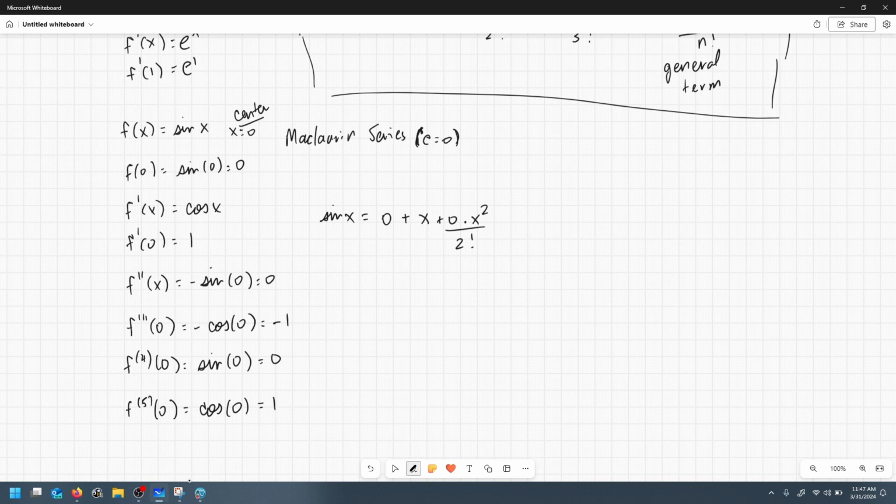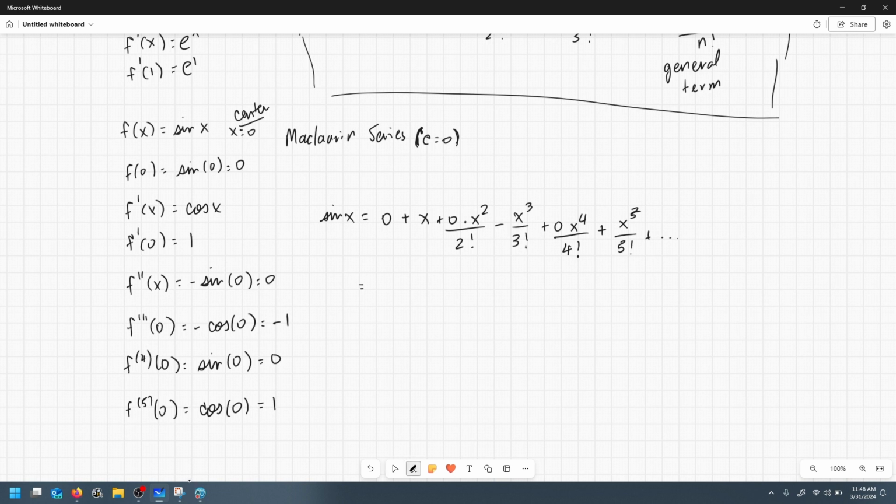If we do our third derivative, we get negative 1, so that's going to be minus x cubed over 3 factorial. Your fourth derivative is 0, so you get 0 x to the fourth over 4 factorial. Our fifth derivative is 1, so you get plus 1 x to the fifth over 5 factorial. And we can keep going.